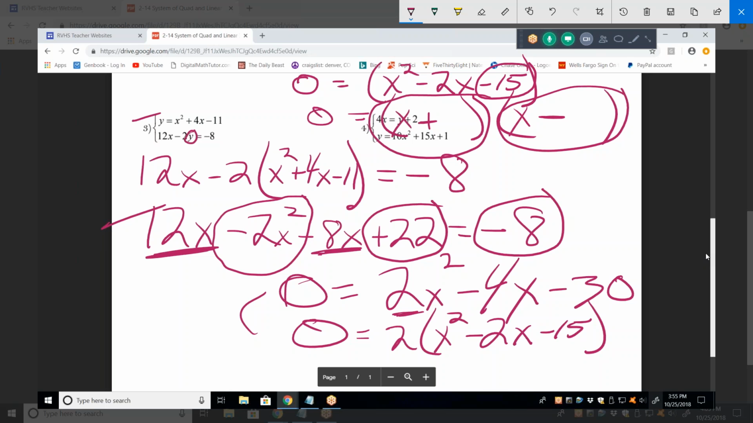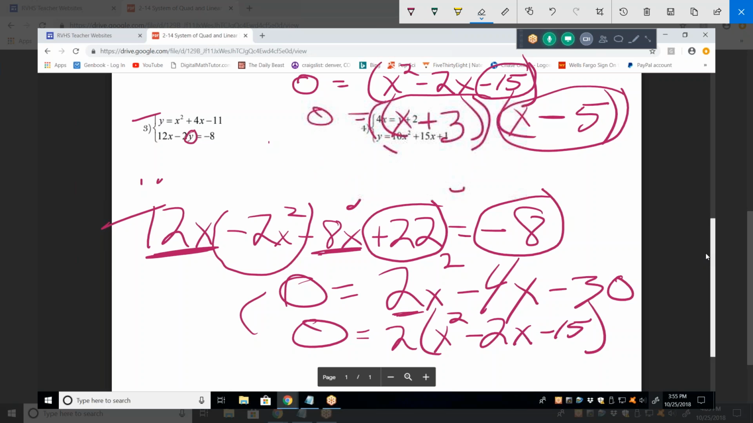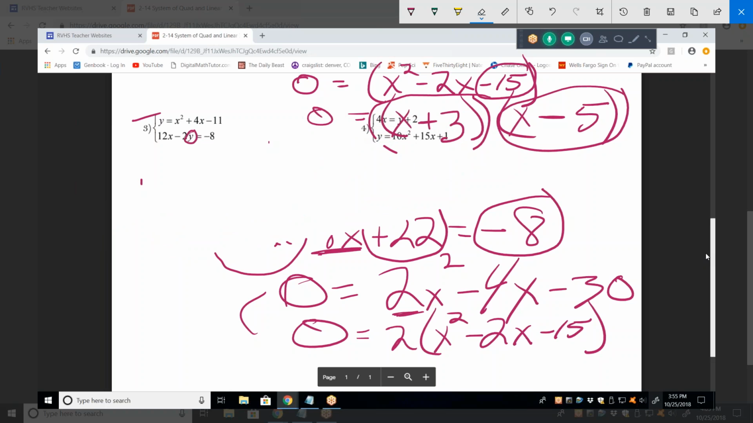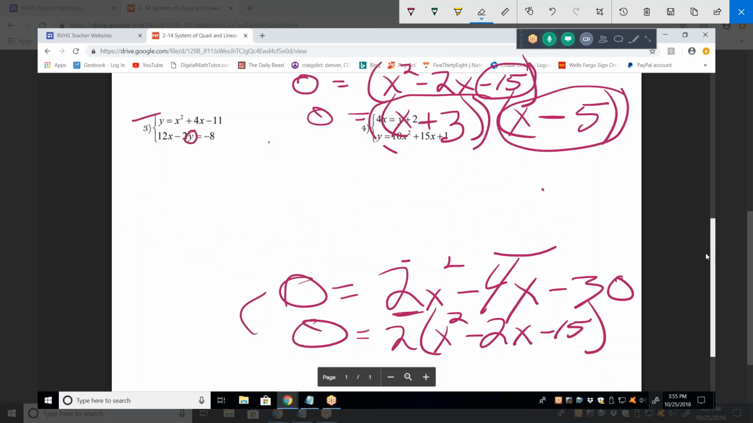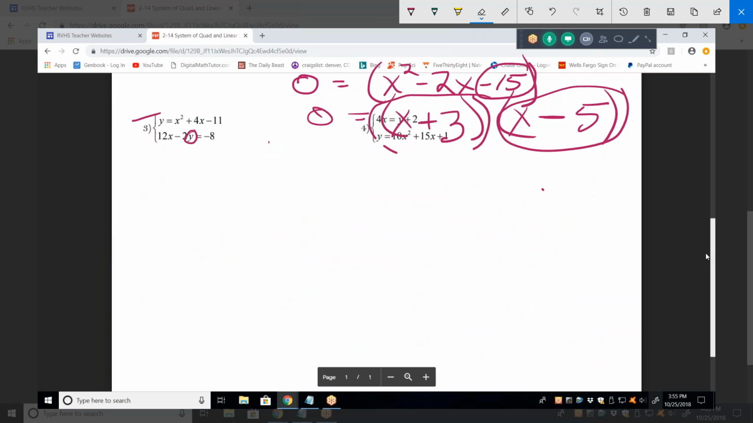Now I'm looking for factors of 15 that subtract to the number 2. Well, that's 5 and 3. I put the bigger of those factors with the sign of the middle term. Put the other factor over there. There's my solution. In other words, we've taken this complicated looking problem and we've got it down to a pretty easy solution. So I've got 0 equals x plus 3 times x minus 5.